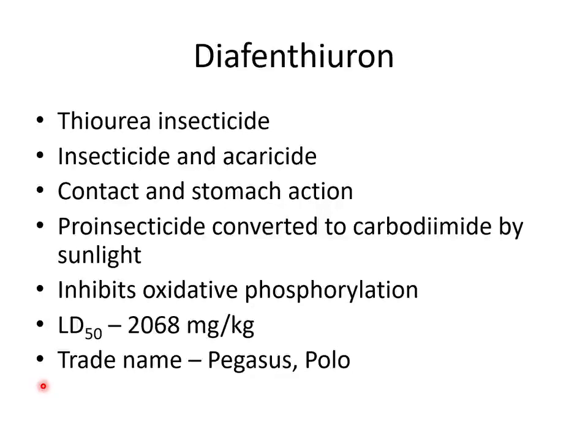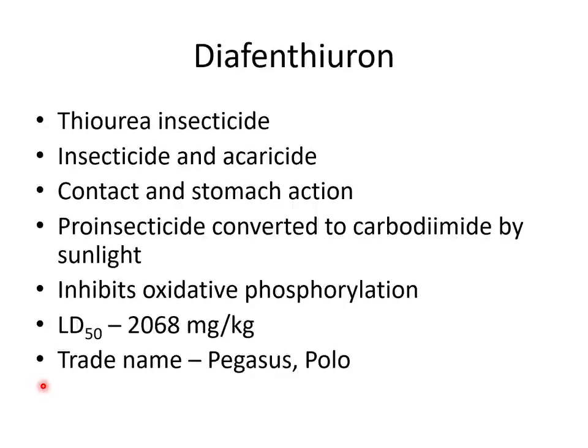It has insecticidal as well as acaricidal properties. It has contact and stomach action. It doesn't have any systemic property. As we discussed in the last class about pro-insecticides, diafenthiuron again is a pro-insecticide, and it is activated to a more toxic carbodiimide derivative by sunlight. So once it is sprayed and exposed to sunlight, the diafenthiuron will be converted into its carbodiimide derivative.